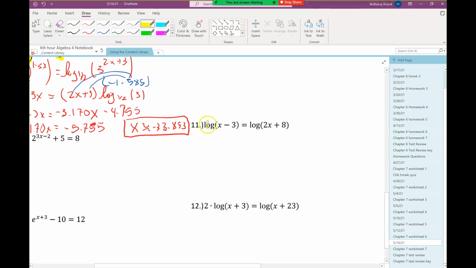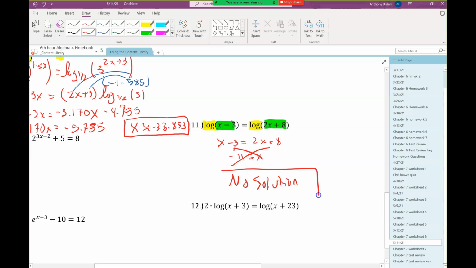So the key here is noticing that we just have two logs that are equal to each other, and the logs have the same base, right? So I can just ignore the logarithms and just compare the insides together. So if I go and I try to solve this, I get x is equal to negative 11. But that doesn't check out, right? If I try to plug negative 11 back in, I'd get the log of a negative. So this one is just left as no solution.